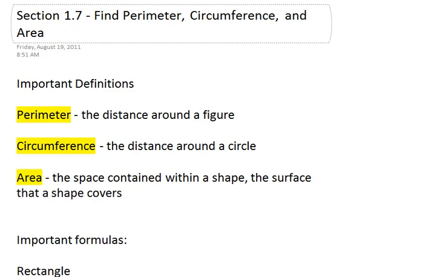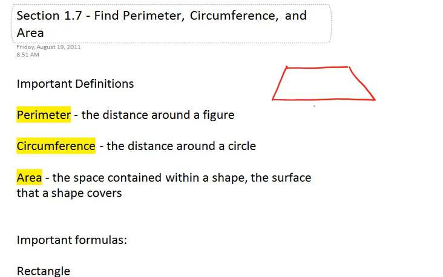Section 1.7, Finding Perimeter, Circumference, and Area. Clearly we have some new important definitions, the first being perimeter. Perimeter is defined as the distance around a figure. So if we had a quadrilateral, then the perimeter is all of our sides added together.